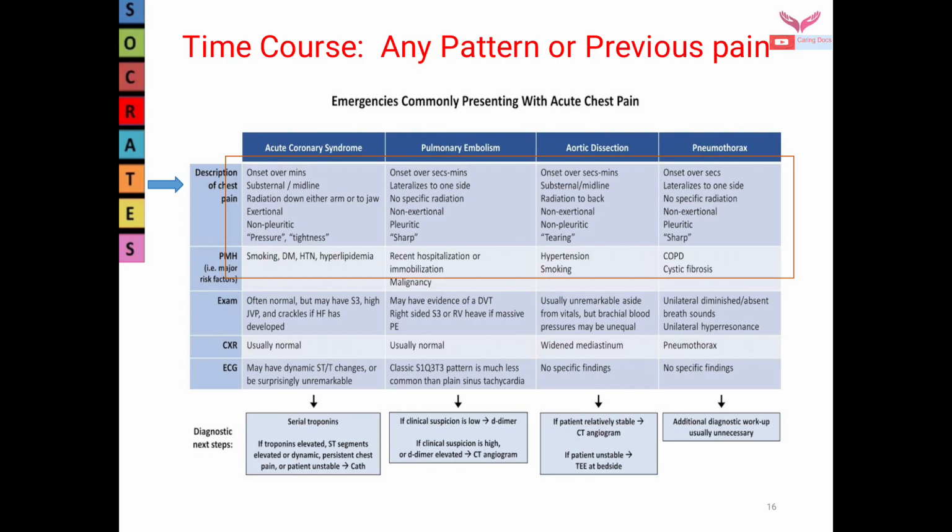Pain of aortic dissection, it may occur over seconds, minutes. It is substernal or midline, radiating to back. A tearing type of pain, patient will have history of hypertension, smoking. Examination usually unremarkable. Brachial pressure may be unequal. Chest X-ray will show widened mediastinum. ECG may not have any specific finding.